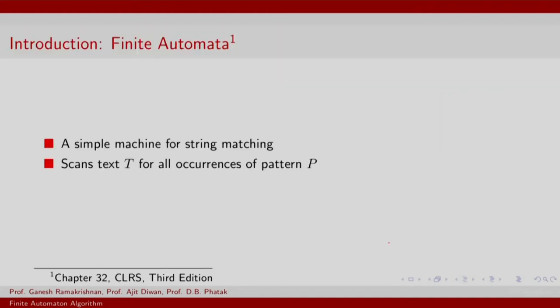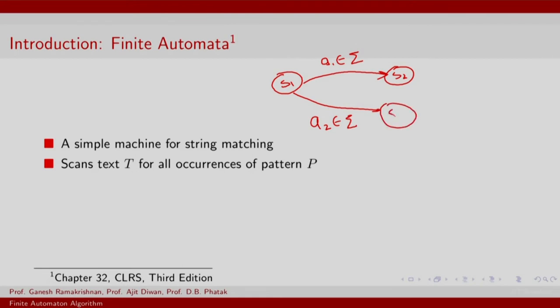What is a finite state automaton? It's a simple machine for string matching. A finite state automaton has an associated alphabet, and given any observation from the alphabet, the automaton makes transitions from one state to another state. So this is how a finite state automaton looks like. You have state S1, state S2. On seeing a symbol A1 from an alphabet sigma, you might make a transition to S2. However, on seeing another symbol A2 from sigma, you might make a transition to S3.